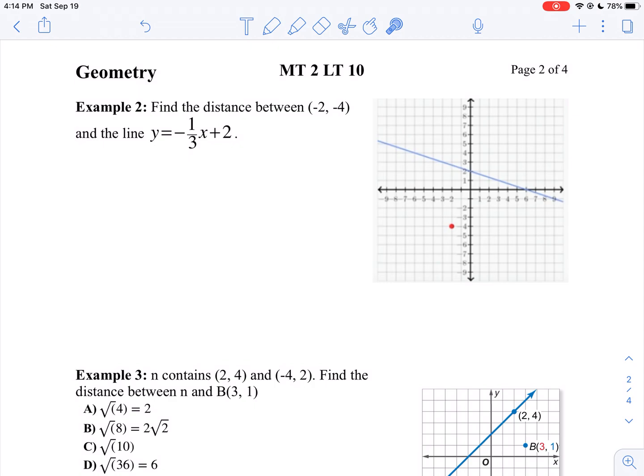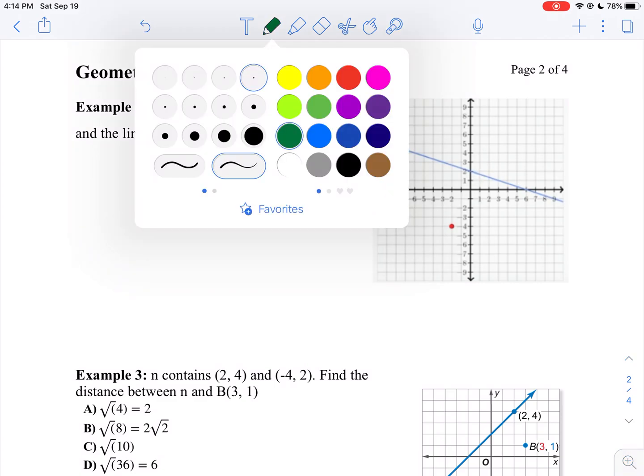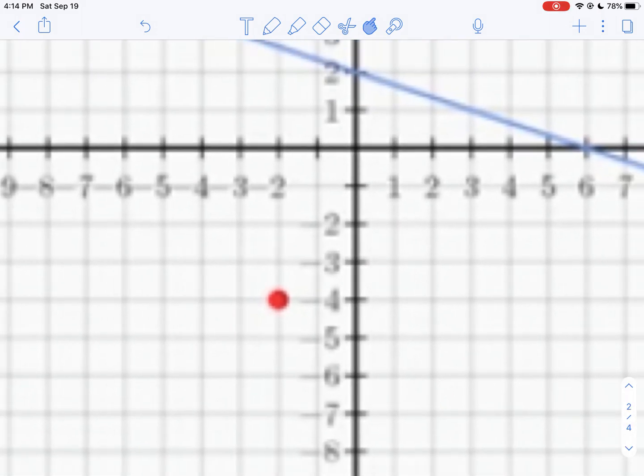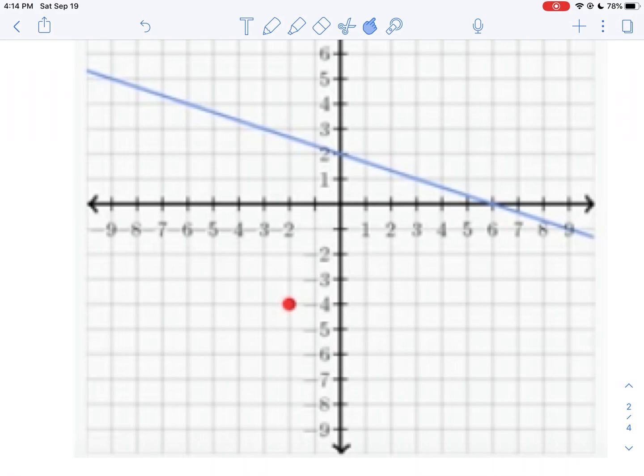So what I want is the perpendicular line going through point -2, -4, going through the line y equals -1/3 x plus 2. Well, we know the slope of the perpendicular line is going to be 3, because it's the negative reciprocal of my line. So I'm going to draw my line from -2, -4, and I'm going to go up 3 and over 1. 1, 2, 3 and over 1.